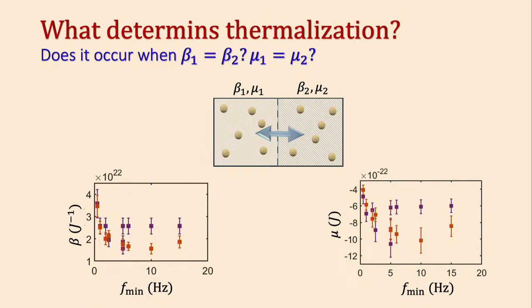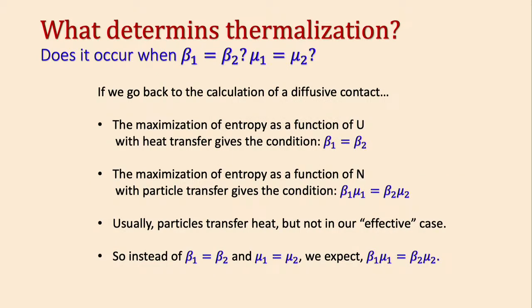So in purple you see the left one, in orange you see the right one. They should coincide if they agree in equilibrium. So clearly the temperature itself is not equal when they cease to relax, and the chemical potential is not equal, which are the two things that we require in thermal equilibrium.